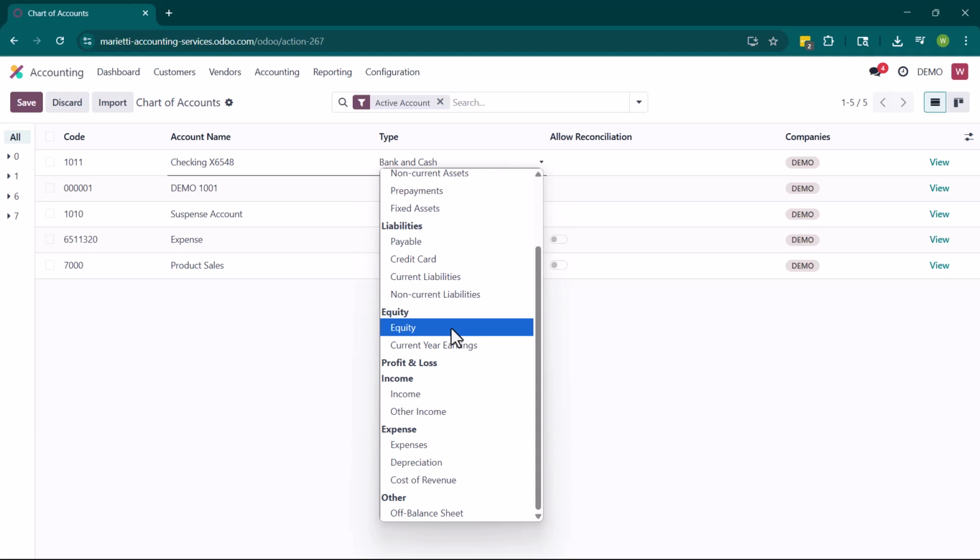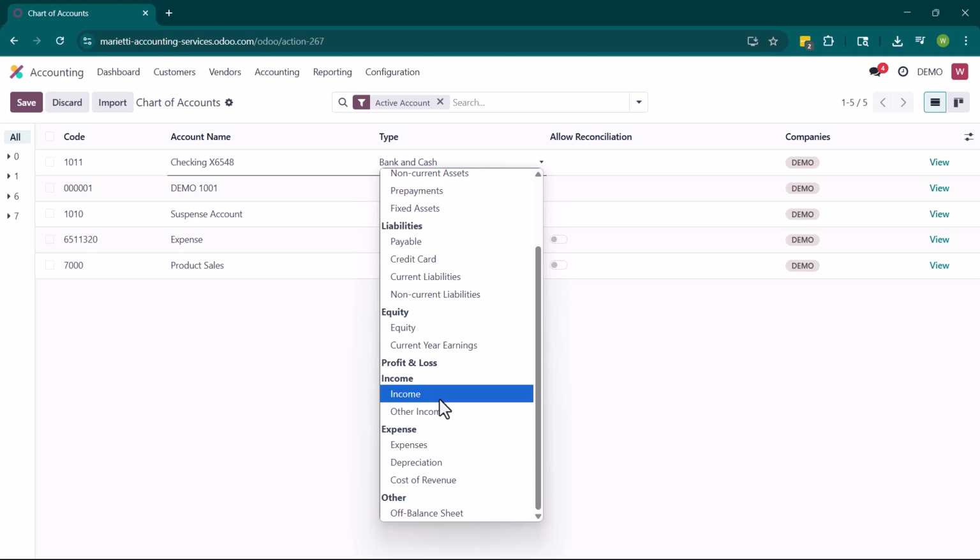In equity, we have two separate subcategories. We have equity and then we have current year earnings. So everything in the equity section is going to fall under an equity account unless it's our current year earnings, okay? Next, we have profit and loss, and income and expenses live on the profit and loss. This other off-balance sheet account is something that you're not really going to need to use, so I'm not going to go over it. We're looking at income and expenses.